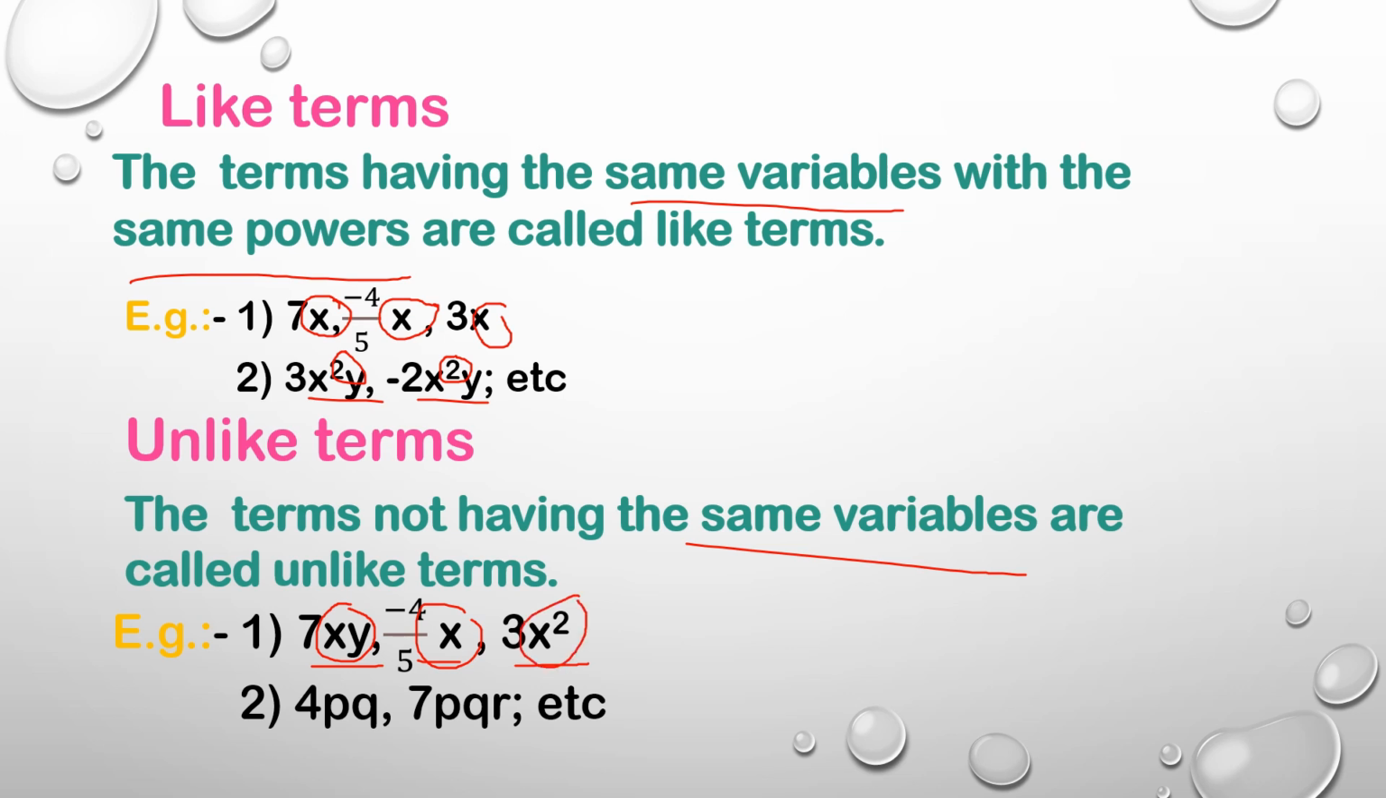So they are called as what? Unlike terms. Second example also, see here. 4PQ and 7PQR. Both the terms are having different variables. So they are called as unlike terms.